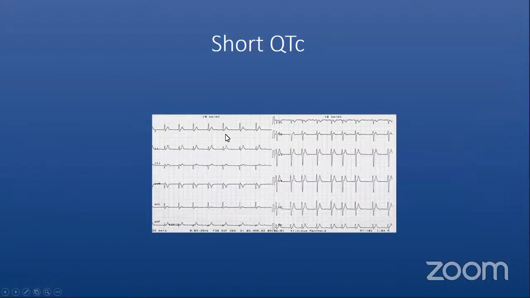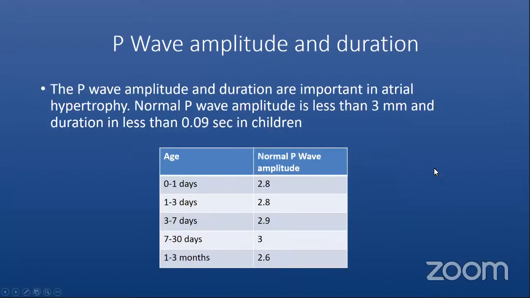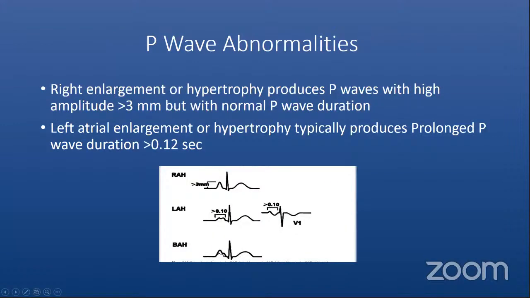Short QT intervals: there are some short QTc syndromes. This is quite a short QT interval, less than 300 milliseconds. Now the P-wave, basically the P-wave amplitude and the duration. Normally both the amplitude and the duration are less than 3 small squares, or less than 3 millimeters. This is just to give you what the P-wave abnormality signifies.